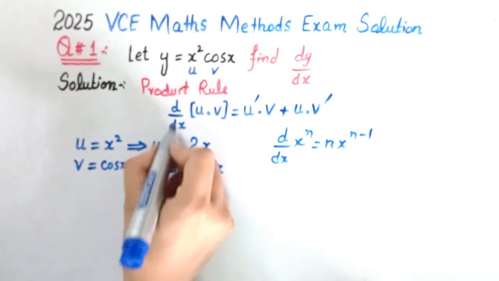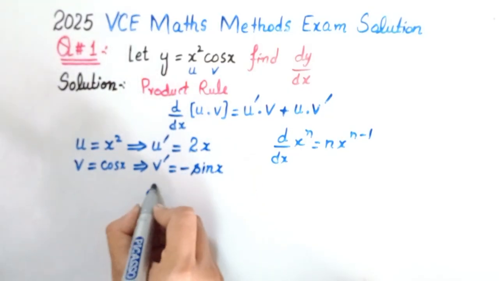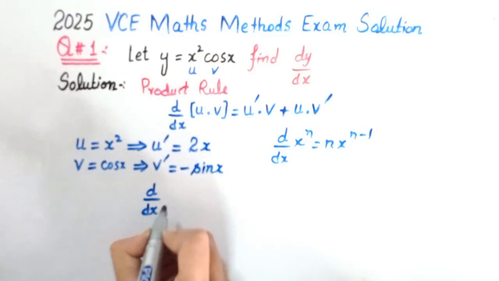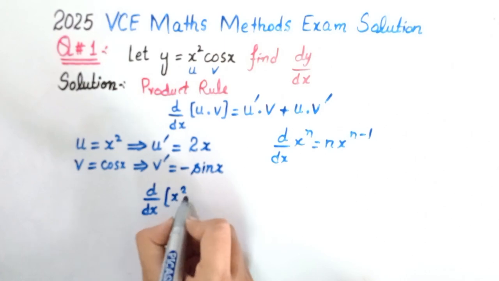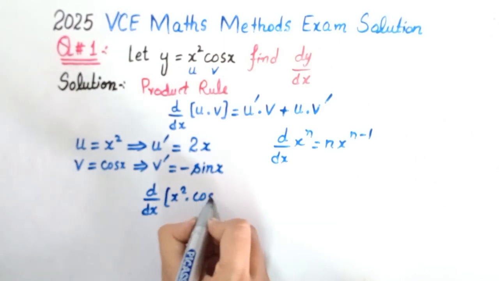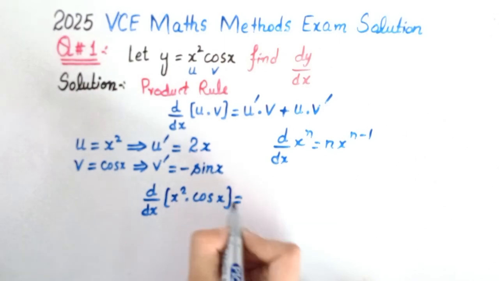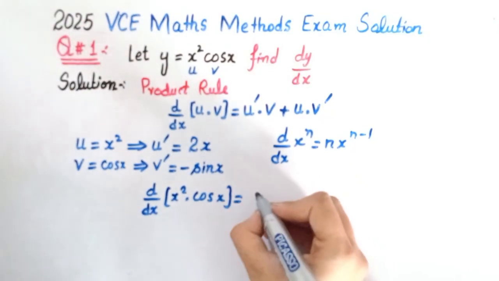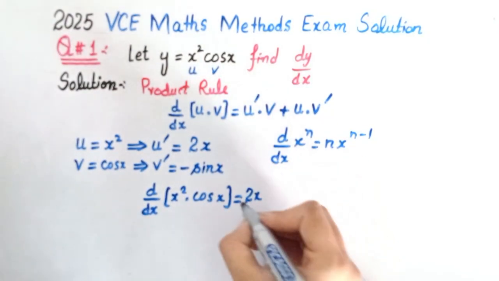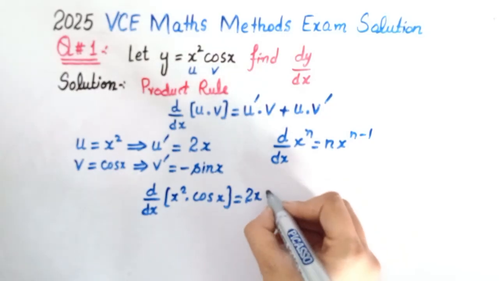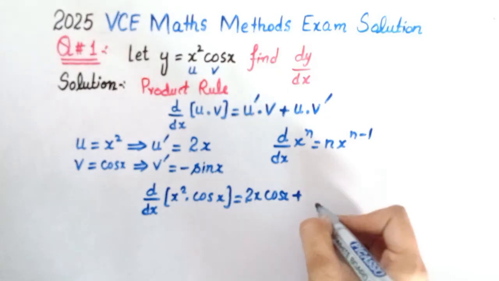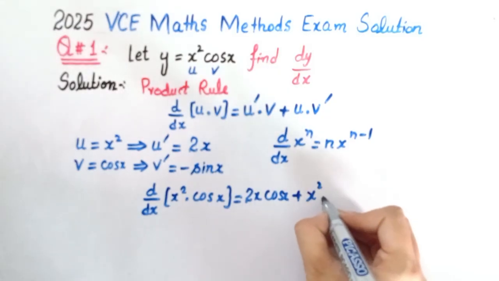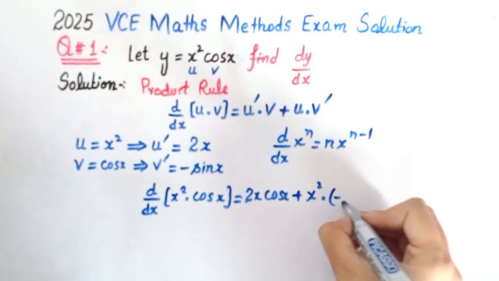Now we will substitute the values in this. So dy by dx, in place of u we will place x squared, in place of v we will substitute cos x. That will equal u dash, which means 2x, and v is cos x, plus u as it is, that is x squared, and v dash is minus sin of x.